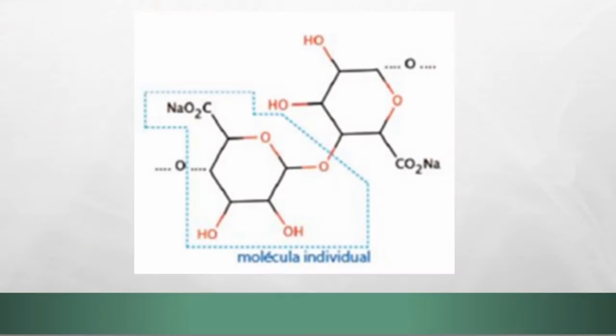Sodium alginate is an anionic polysaccharide. It is said that it contains ions with negative electric charges. Its structure is shown in figure 2, where the presence of sodium ions can be seen.